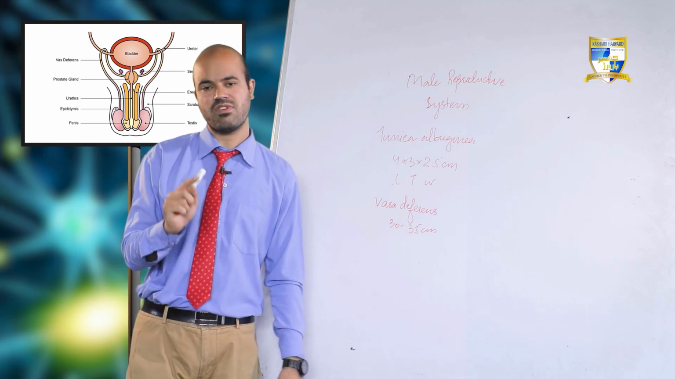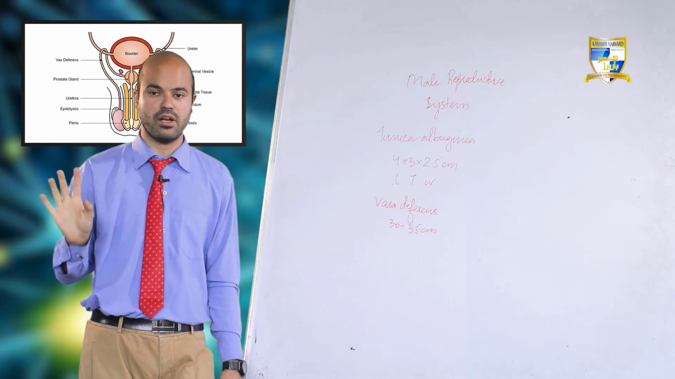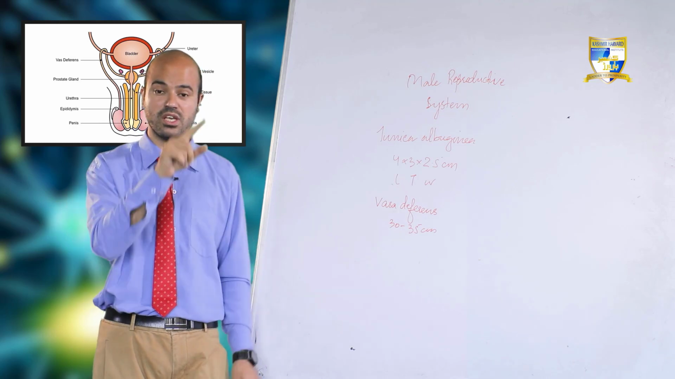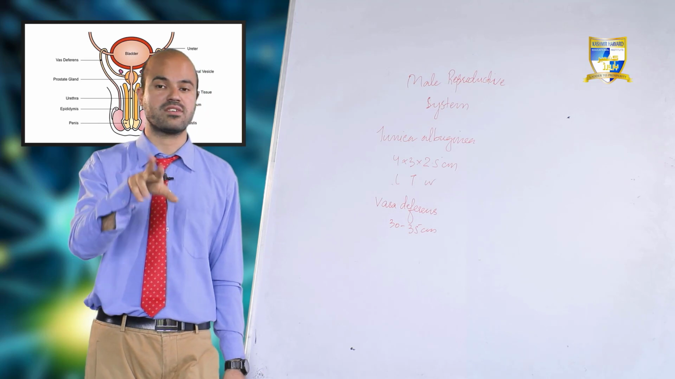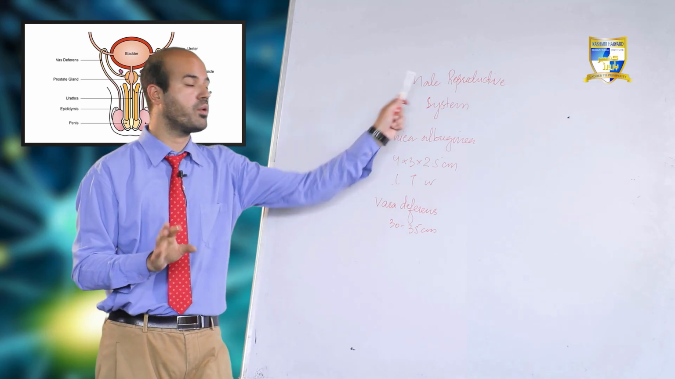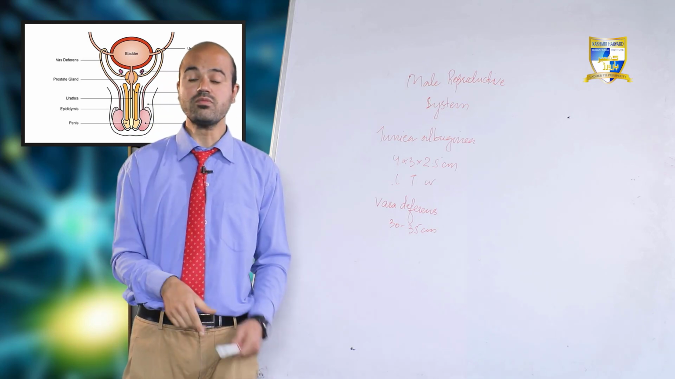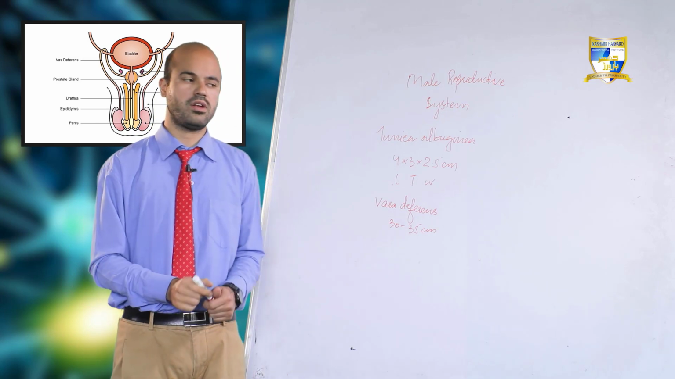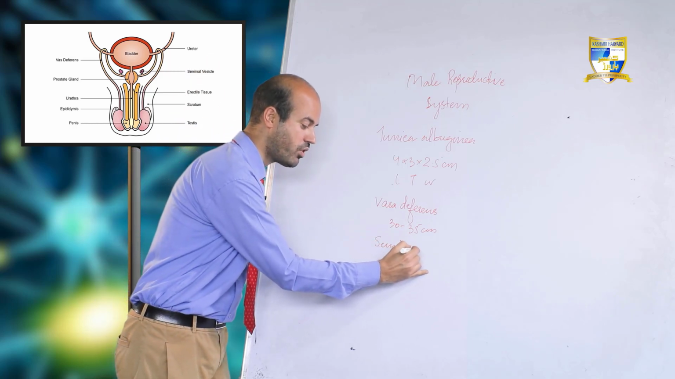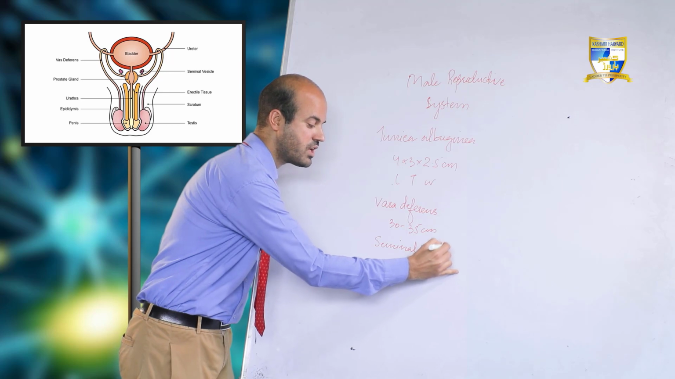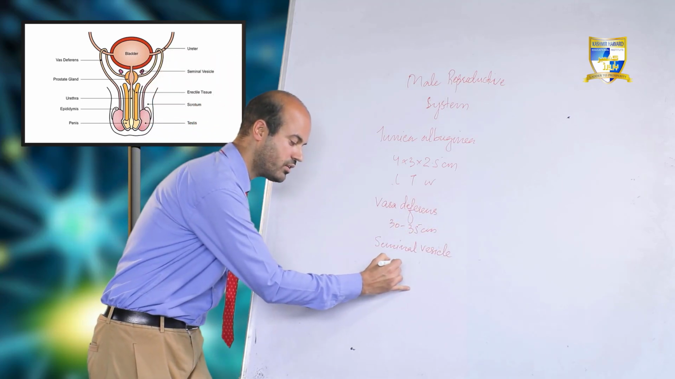Fine. Then this vas deferens simply passes over the urinary bladder. I hope you remember that the urinary bladder is part of the excretory system, not part of the reproductive system. When this vas deferens passes over the urinary bladder, it receives the duct from the seminal vesicles. And moving forward, this forms the ejaculatory duct.